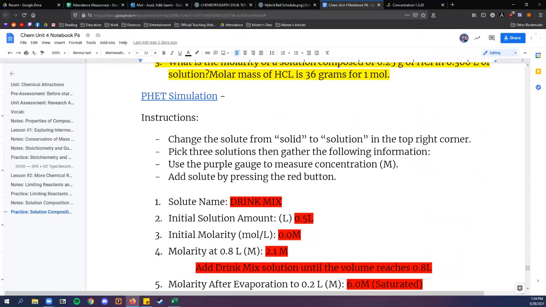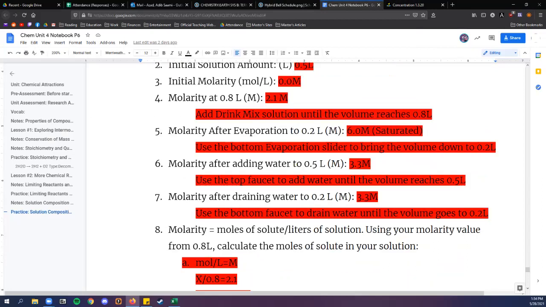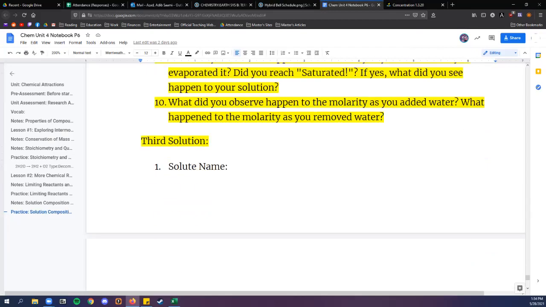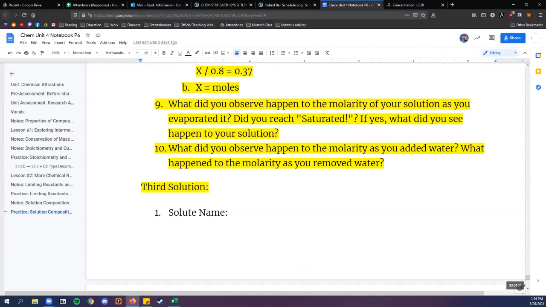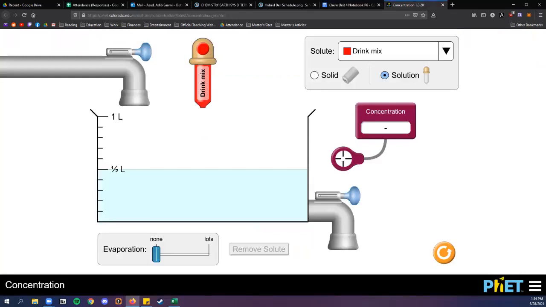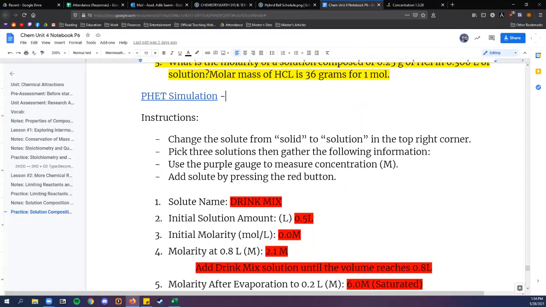We want to pick 3 solutions and then gather the following information. We already did drink mix in class, we did copper sulfate in class, and it's up to you to pick your third solution. Scrolling back up, we want to use the purple gauge to measure concentration. If we move the sensor down over here, we see the concentration starts off at 0, which makes sense because we haven't added anything to it. It's just water. And we're going to add solute by pressing the red button. So let's get the information down.